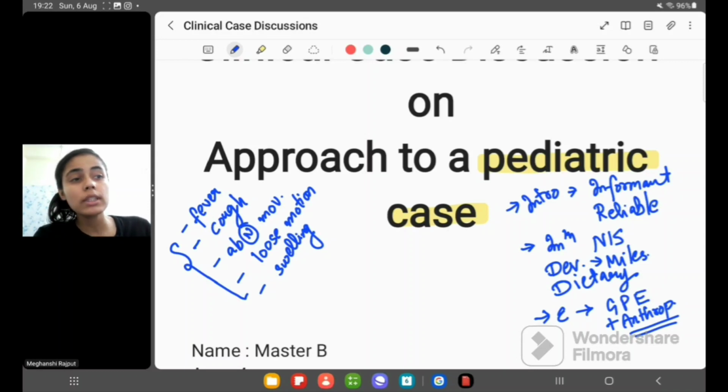Okay. So these are the things which we will discuss in more detail, and these are the things which are more focused in a pediatric case than the history of present illness. Yes, we will be discussing it, but the focus should be more on them. So let's start.